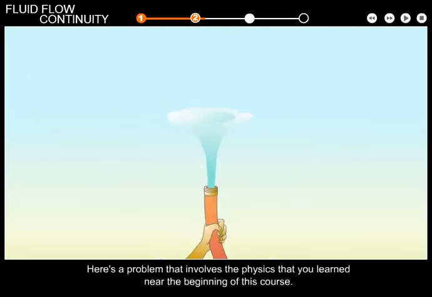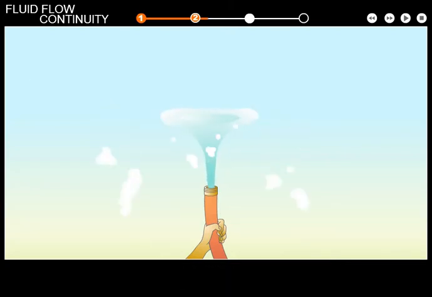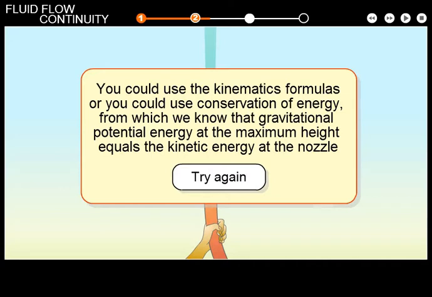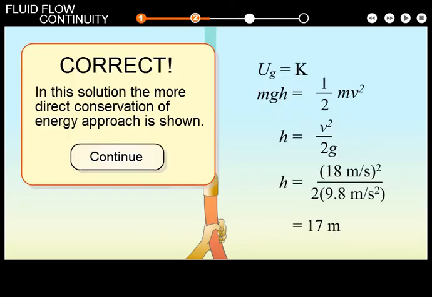Here's a problem that involves the physics that you learned near the beginning of this course. If the hose without the nozzle were aimed straight up, the water would only rise about 0.5 meters. How high above the nozzle would the water travel if it were shot straight up?